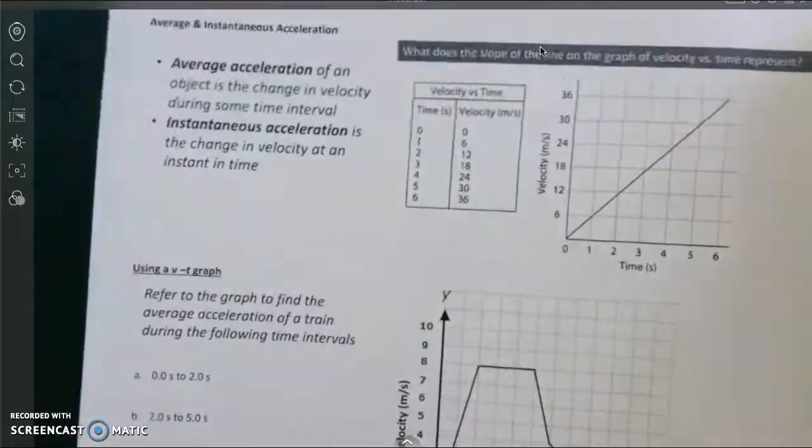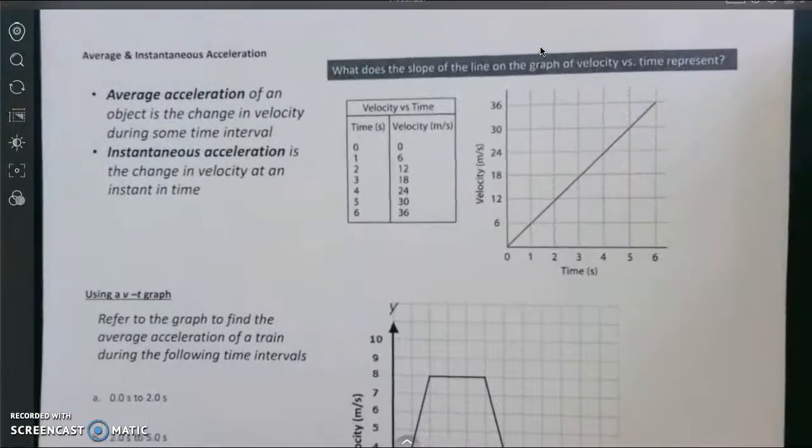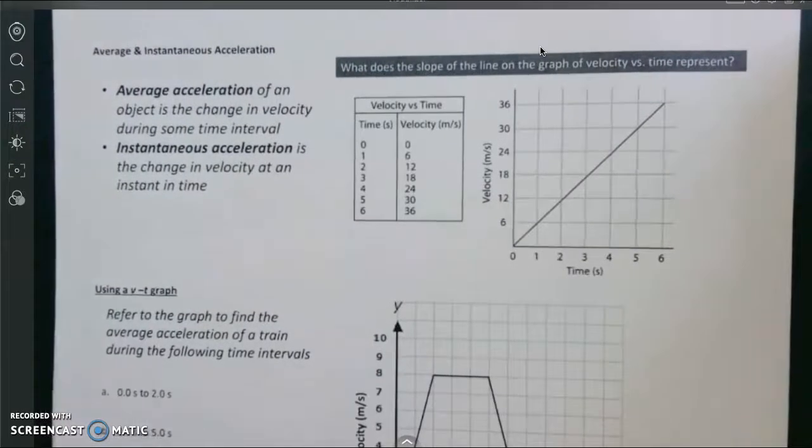Okay, so our more formal definition. Average acceleration of an object is a change in velocity during some time interval, and that would be average. Now, instantaneous is what is in that very moment, that very instant in time, the change of velocity. Okay, so that's the difference between average acceleration and instantaneous acceleration.